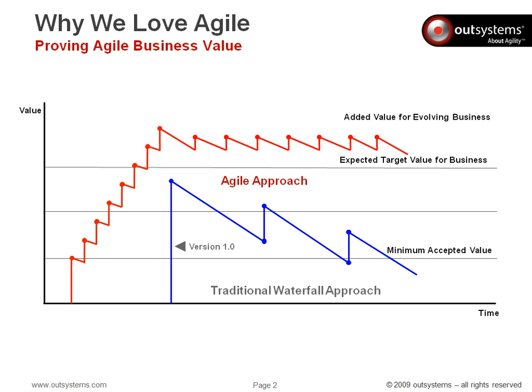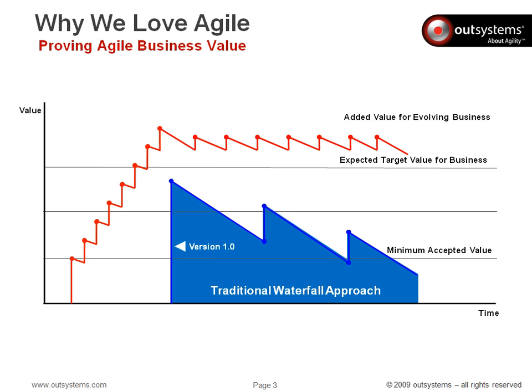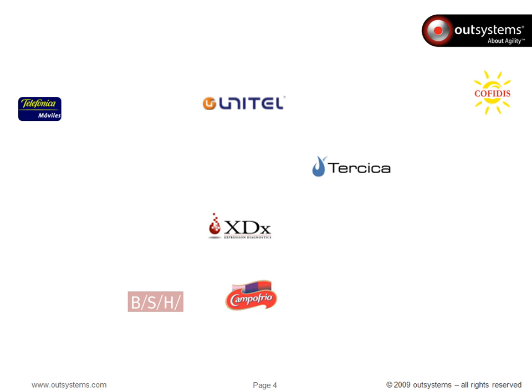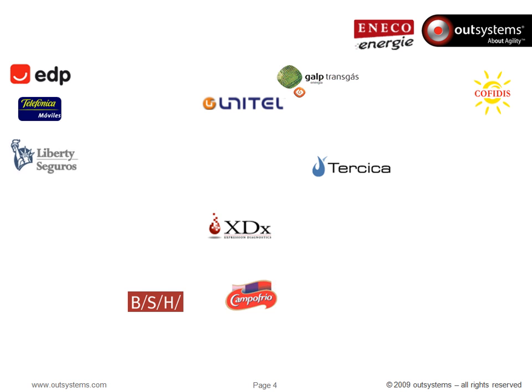So if we consider the total amount of value provided by these two approaches, first we see the total amount of value delivered by the traditional waterfall project. On the other hand, an Agile project built with OutSystems delivers much more business value over time. For many, this sounds too good to be true. However, as you can see from this list of customer logos, it is a reality.